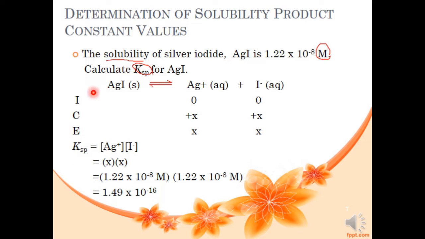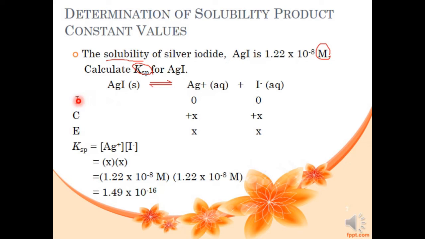First things first, the first step is writing the balanced equation. So this is the balanced equation. Silver iodide dissociates into silver ion and iodide ion. Both balanced, 1 1 1 1. So draw the ICE table. Remember, we don't include solid, we only consider the aqueous form.